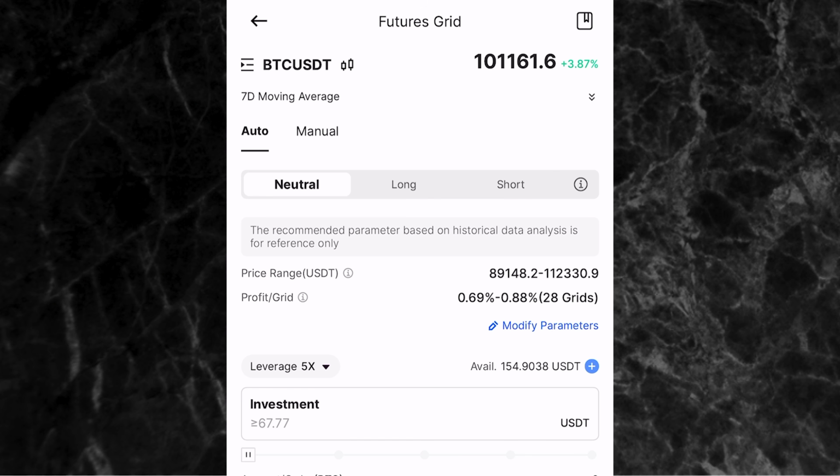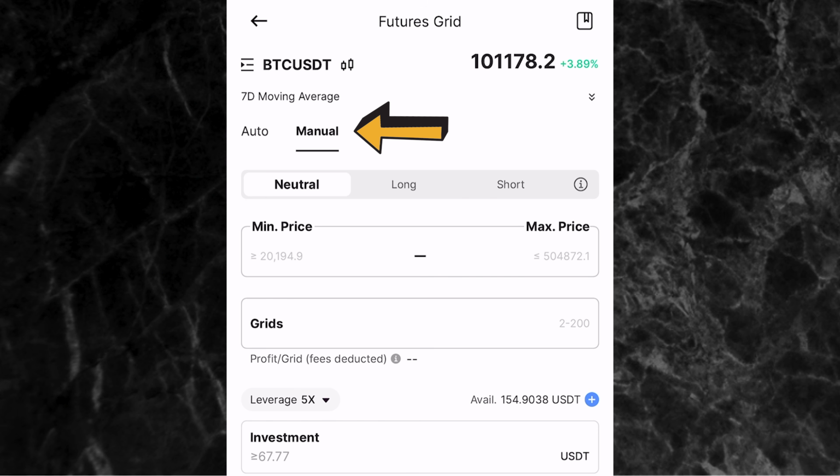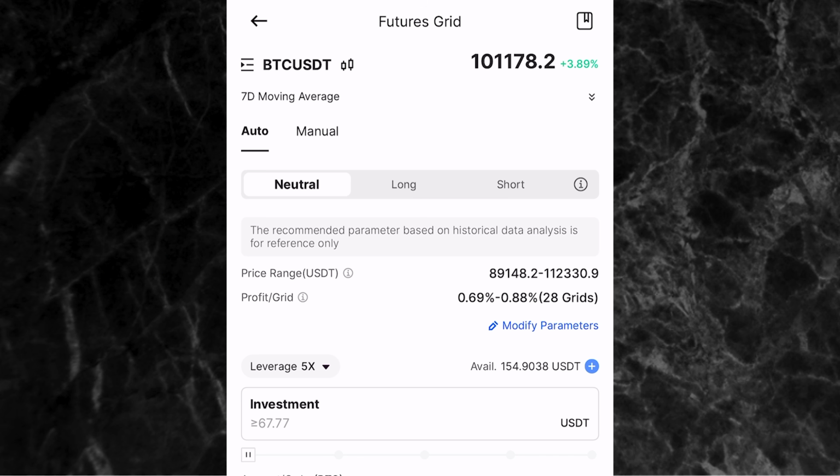And just like we had auto and manual for the spot grid trading bot, we also have them for the futures grid trading bot. You can see you have auto and you have manual right here. But let's start with the auto. The auto is where you have the automatic parameters, that is, they enter the parameters for you already. You see the price range is between $89,000 and $112,000, the profit per grid is 0.69% to 0.88%, and you have 28 grids.